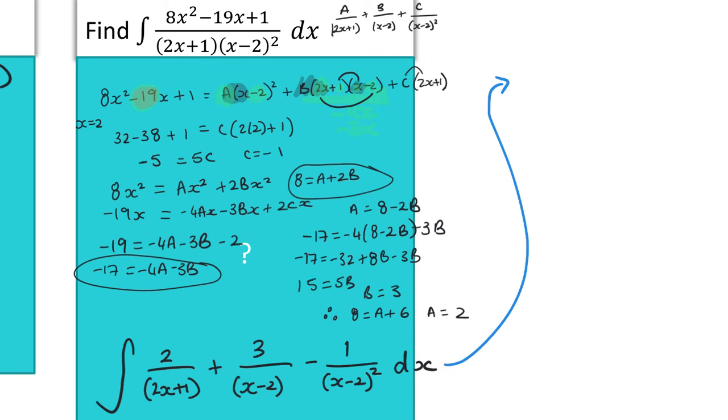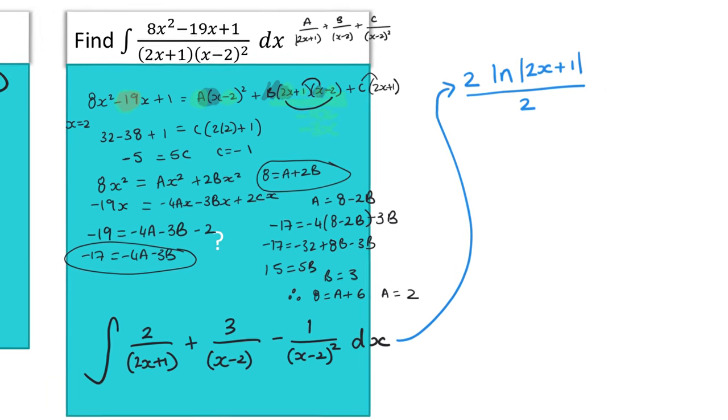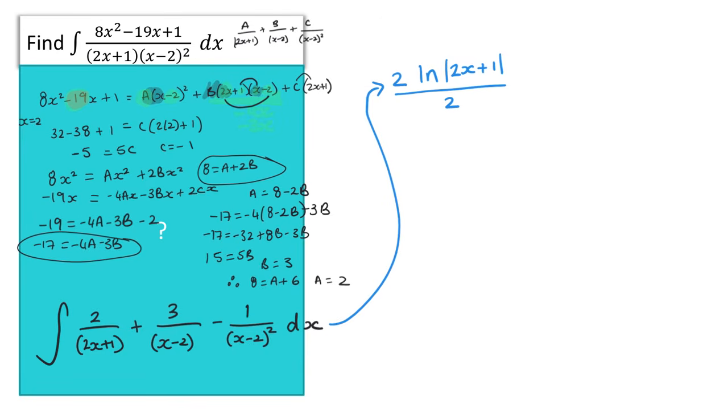Okay, guys, how do we integrate 2 over 2x plus 1? 2 ln modulus of 2x plus 1 divided by 2, because we divide by the differential of the bracket. Okay, so wait there, that's not only the biggest mistake people make either. Right? Next up, how do we do the next one?